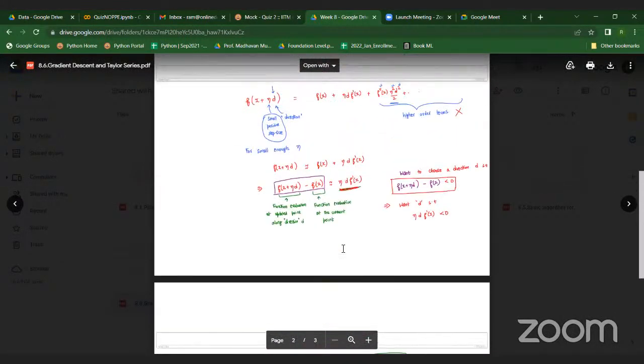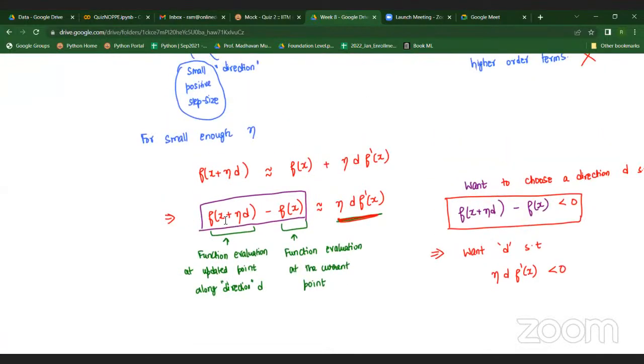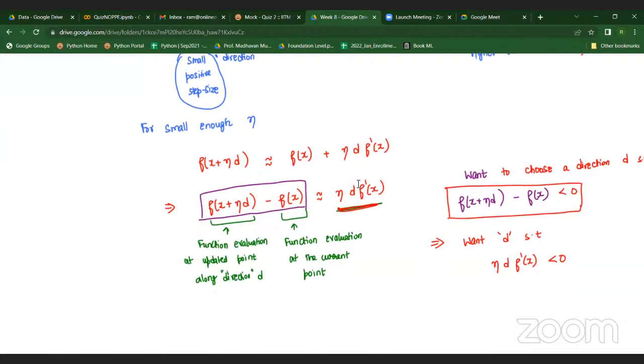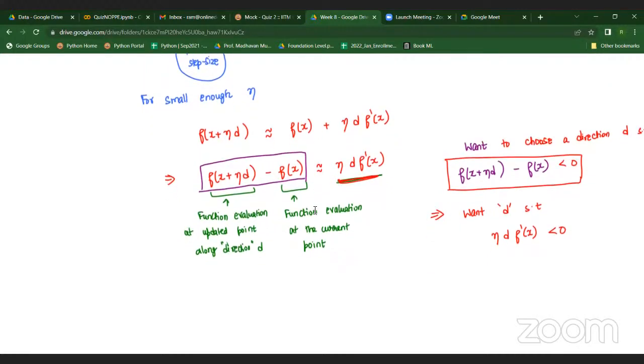Is that clear? Yes, sir. What we want is for f of x plus eta d to be less than f of x, right? Which basically means eta d f dash of x should be less than 0. Then only f of x plus eta d will be less than f of x, right? So that is the reason why we want this f dash of x.